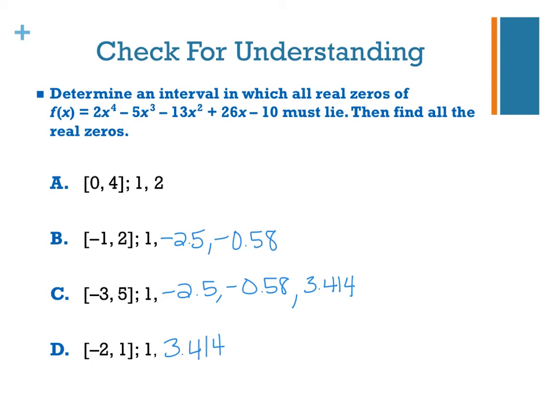So go ahead here and work out the problem, and when you're done, obviously these intervals here represent your upper and lower bound for the polynomial function, and then after the semicolon is a list of all the zeros that exist on the function, all the real zeros of the polynomial function. So go ahead, work it out, pause the video, and press submit when you're done.